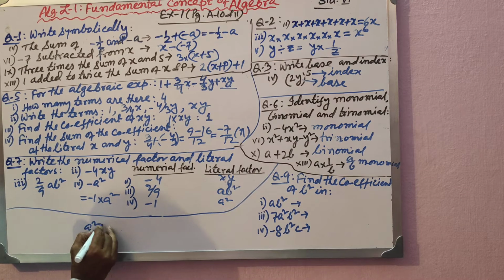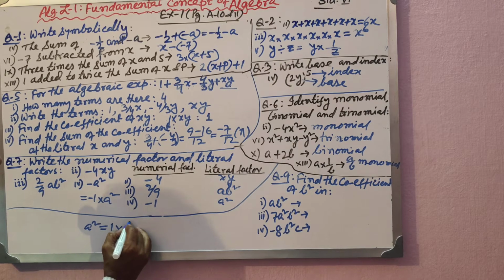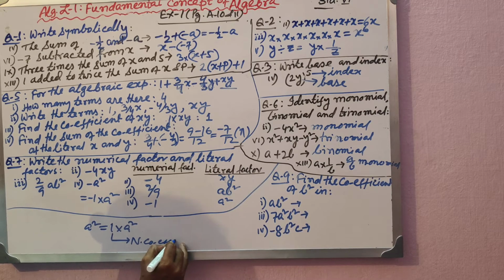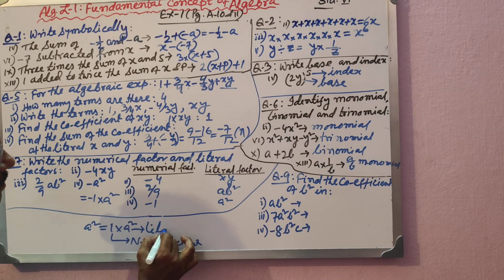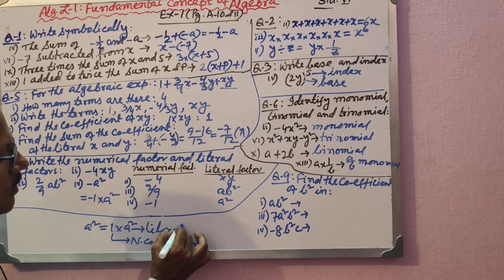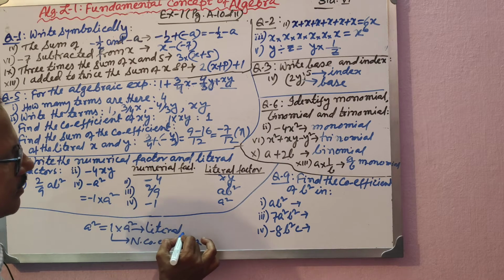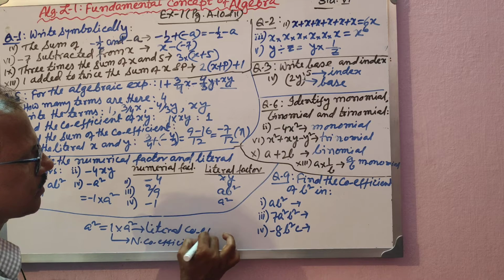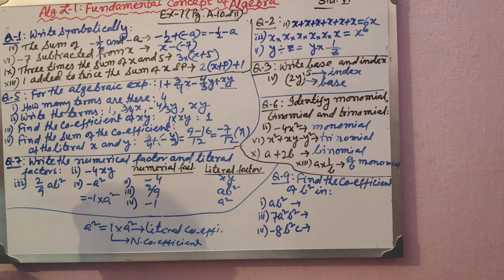See, a square, what is the numerical coefficient? A square can be written as 1 into a square. So numerical coefficient is this one. This is numerical coefficient. And literal coefficient will be this one. Okay, literal or variable coefficient. Could you understand? This way.